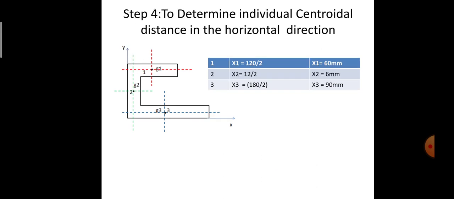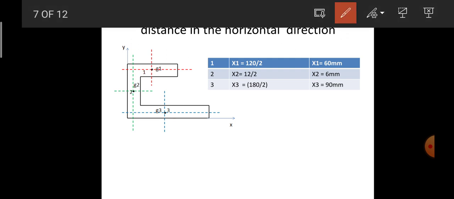So coming on to the determination of the individual centroidal distance in case of horizontal direction. So we know that in order to compute the centroidal distance in case of horizontal direction, we are going to take the vertical axis as a reference. So this is a vertical axis. From here we are supposed to calculate x1, x2 and x3. So if I just start from the first rectangle, this is the centroidal distance for the first rectangle. So we know overall width is equal to 120. So half of that will be equal to 120 by 2 comes on to be equal to 60 mm, which is the value of x1 for the first rectangle.